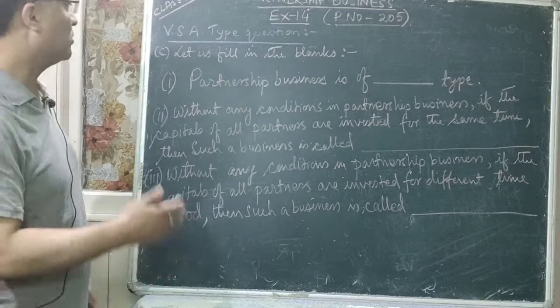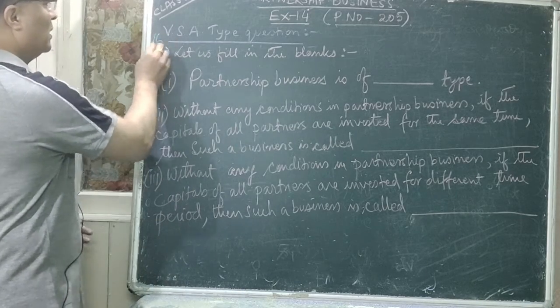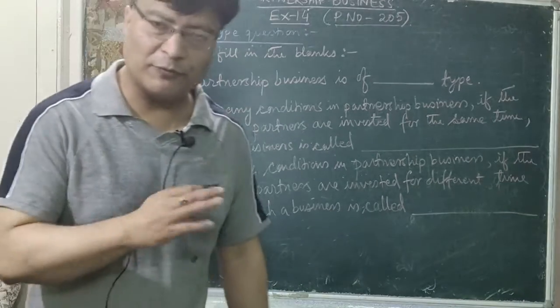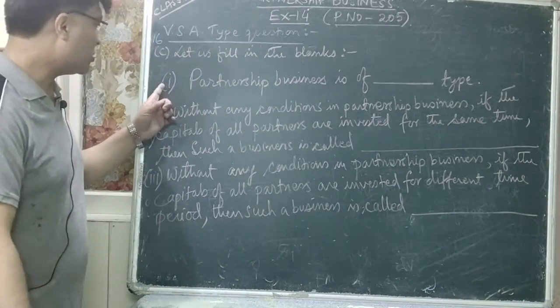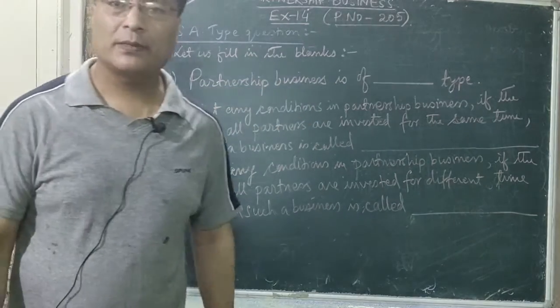So now we'll do the next type of question, that is 16 number C. Let us fill in the blanks. You have to fill in the blanks. So question number 1 is: partnership business is of dash type.